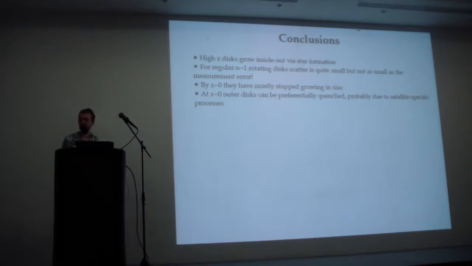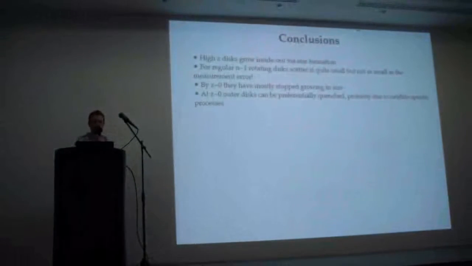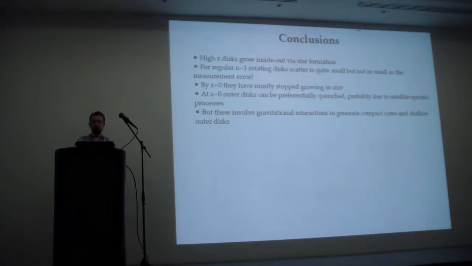And at the moment, with this bit of the HAGGIS sample, I just don't have the data to look at other types of processes because our quenching galaxies are satellites. But maybe with SAMI and MAGNA, etc., we should be able to look at this in central galaxies. And these things do involve gravitational interactions as well as pure ram pressure stripping in order to generate these compact cores and shallow outer disks that you get with these type 3 profiles in stars.